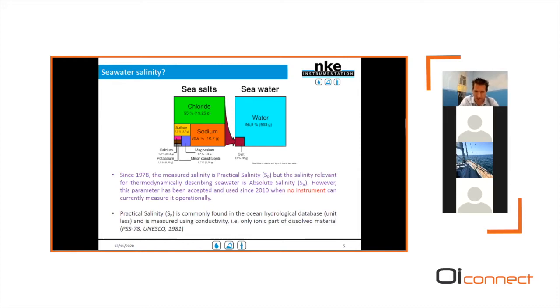In the ocean hydrological database, we find practical salinity, and this parameter is measured using conductivity, so it is only a unique part of the dissolved material which is measured.